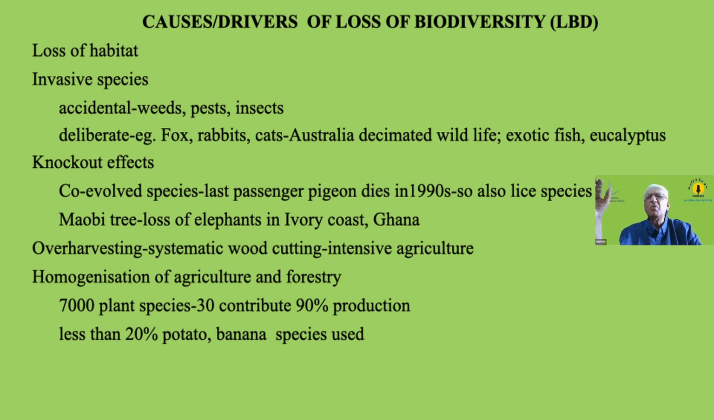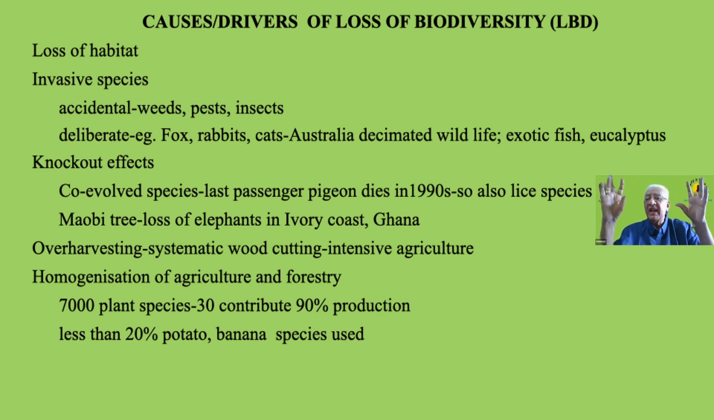The fourth one, in which humans are very important, is illegal hunting, illegal poaching, systematic wood cutting, and intensive agriculture. We keep producing the same type of product, whether it's rice or wheat, in one place for seasons together. All this results in a loss of biodiversity.